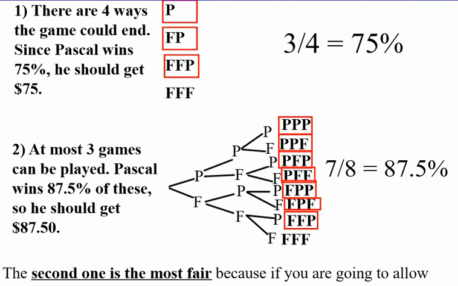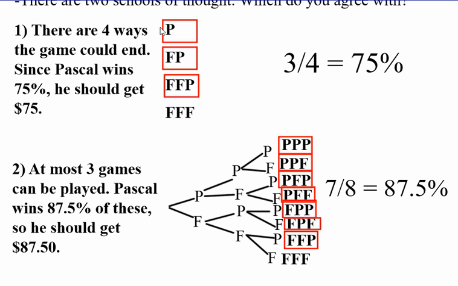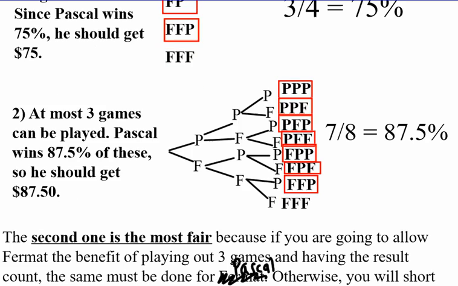The downside of this option right here is if I just list Pascal winning the first game, that is not all of the ways that he could have won with a P starting off. If I look right here, there's actually 4 different ways in which those 3 games could have played out with P starting off. And so I'm kind of shortchanging him by doing that.